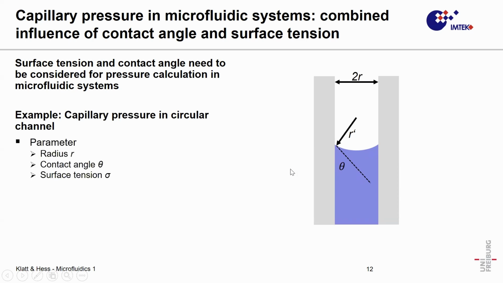So to describe the pressure that acts on the surface, we need the parameters of the radius of the capillary. We need the contact angle theta. And obviously, we also need the surface tension between the liquid and the gas phase.